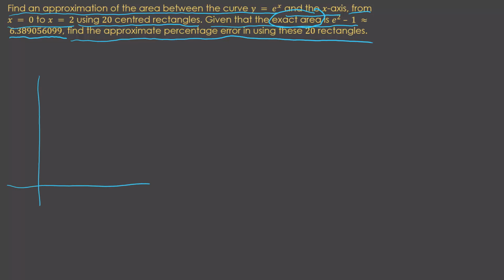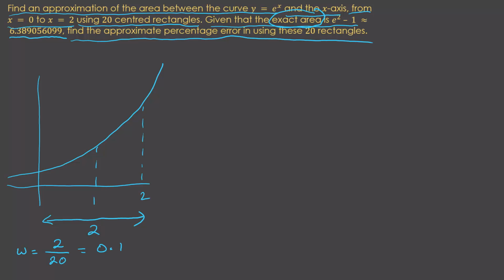So if we think about e to the x, and we're going from 0 to 2, which obviously is an interval of width 2, using 20 rectangles. So 2 divided by 20 is 0.1. That is going to be the width of each rectangle.